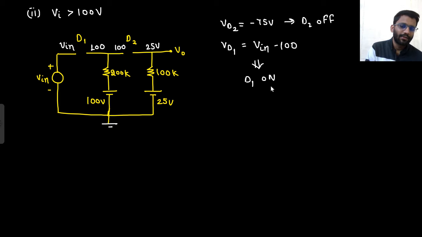D1 on. So what are the conditions? D2 is off, D1 is on. What do you think will happen? If D2 is off, that means there is no connection. What is the circuit now? D2 is off. This is the circuit.